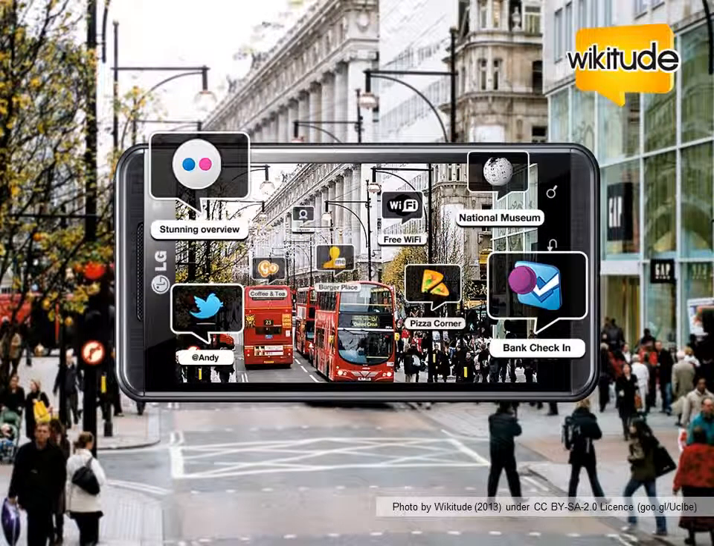You may possibly have seen images like this one before. This is the Wikitude augmented reality browser. We are looking through the lens of the camera on a smart device at a London street scene. The Wikitude browser is annotating that street scene with all kinds of information that can scaffold our interaction with the places and even the people around us.